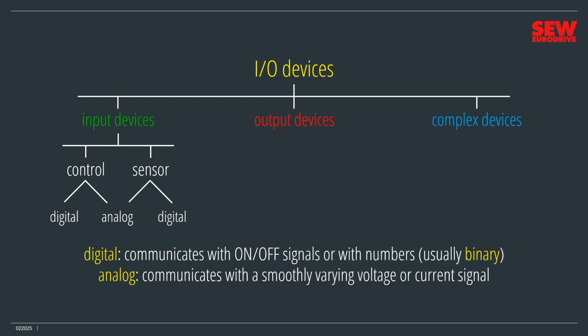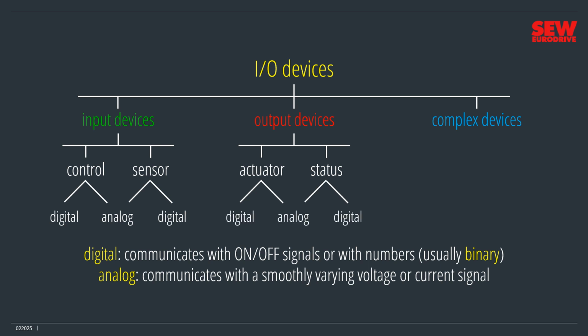Output devices split into two categories: actuator devices and status devices. An electrically controlled valve is an actuator output device. Status devices report information to the machine operator. A fault indicator light is an example. Like control and sensor devices, actuator and status devices also come in both digital and analog forms. Complex devices usually perform both input and output functions.